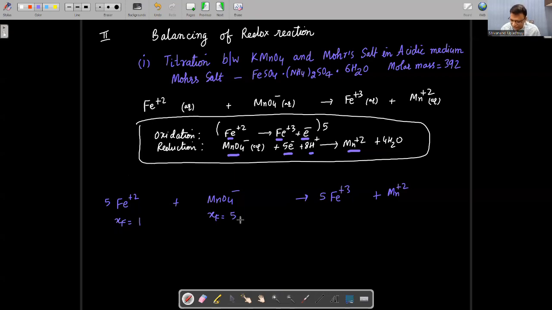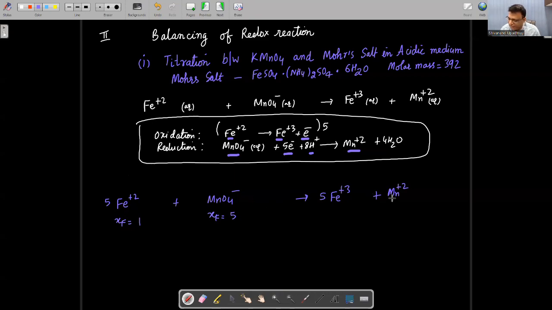So first we'll calculate the X factor, we'll find the simple integral ratio, and then we'll cross multiply to make the number of electrons equal. Now we are balancing those atoms whose oxidation number is changing. So we have cross multiplied. Now we are balancing iron, 5 and 5, and manganese, 5 and 5. So the first step is completed.